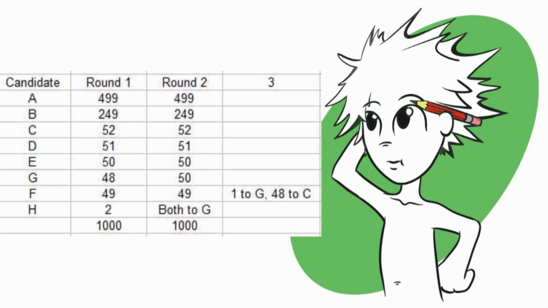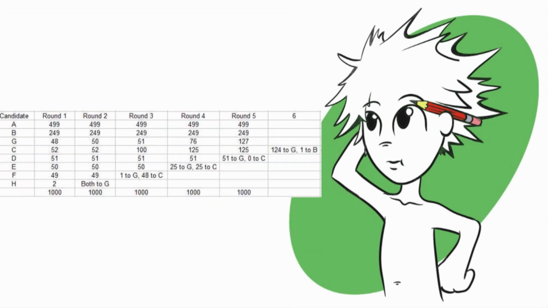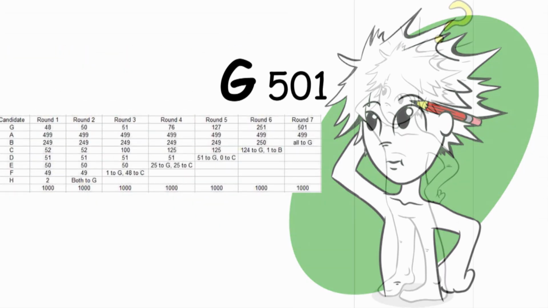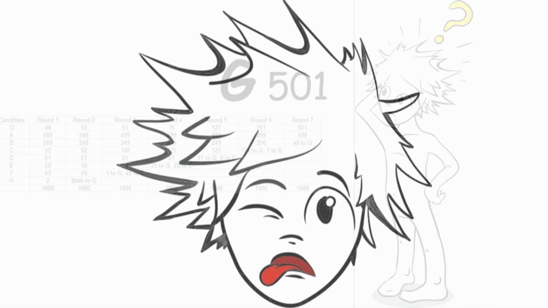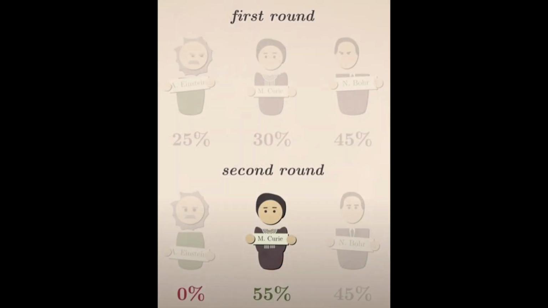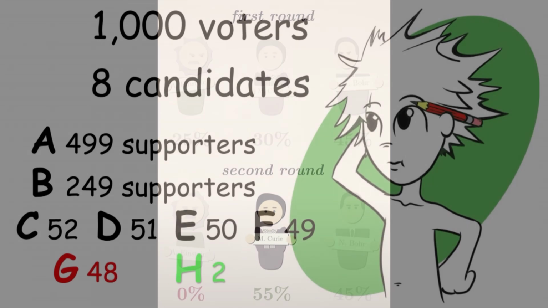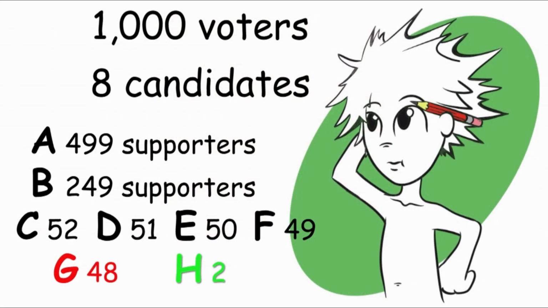The unpopular radical, starting in second last with only 48 votes, can end up winning with 501 votes. That's certainly a problem. As was mentioned when analyzing the Einstein-Curie-Bohr example, it's important to look at the alternate choices of all the voters. In this example, doing so would disclose that candidate H was the second preference of all the voters that chose someone else as their first preference.